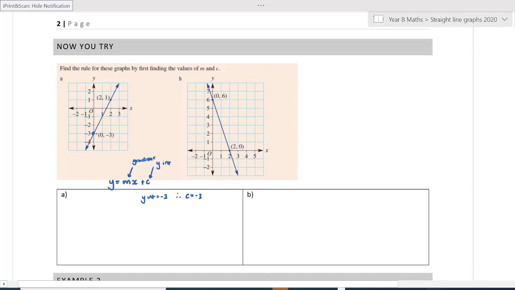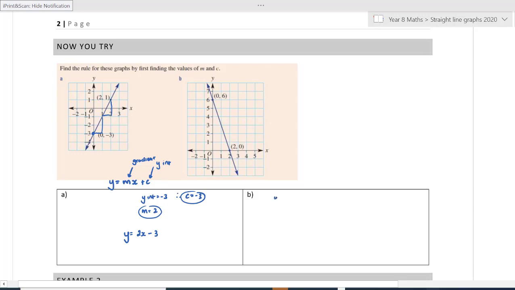And let's work out the gradient. Now I go across 1, I go up. Look, how many am I going up? I'm going up 2, aren't I? Go across 1, I'm going up 1, 2. So that means that our gradient is equal to 2. So if I've got the gradient and I've got the y-intercept, I can actually find the equation. Y is equal to, put the gradient in front of x, and the y-intercept goes there.